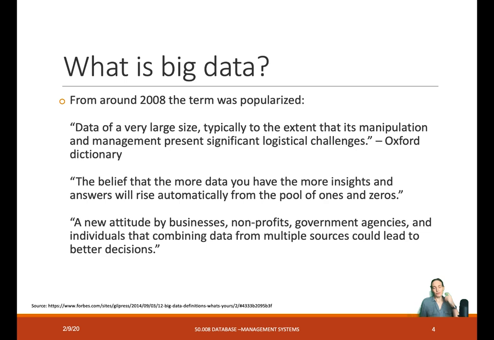From around 2008, the term really became popular, and it referred to, I just looked up some definitions again, first the Oxford Dictionary. It's data of a very large size, typically to the extent that its manipulation and management present significant logistic challenges. It can also be seen as the belief that the more data you have, the more insights and answers will arise automatically from the pools of ones and zeros. And more commonly also, we see this definition evolve from data that doesn't fit a disk to data that can provide insights, and a new attitude by businesses, nonprofits, government agencies, and individuals that combine data from multiple sources that lead to better decisions. So we see this shift here again from data, not just to information, but to knowledge.